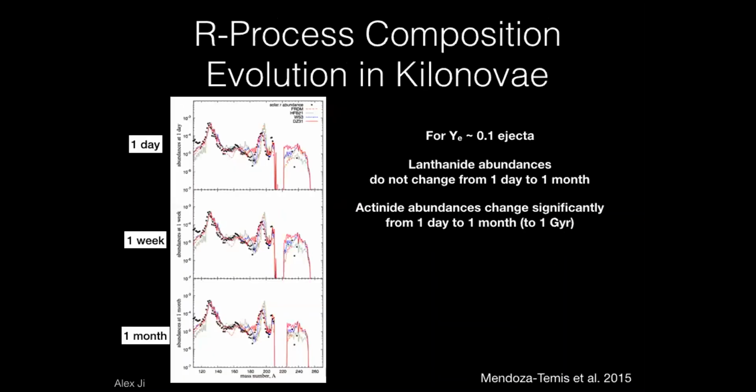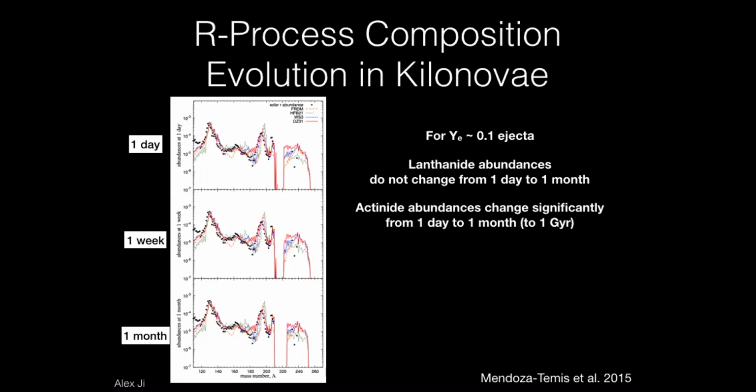Actinides, of course, are also important in actually thinking about the kilonova itself. It's because the lanthanides after the first day are basically constant in their abundance for the rest of the light curve, but the actinides continue to decay. Those are high opacity elements, and they're also injecting energy into the ejecta. And so that's actually going to affect what you see in your kilonova.